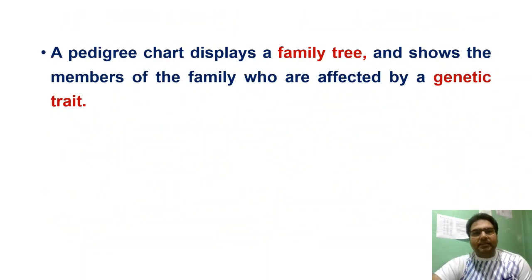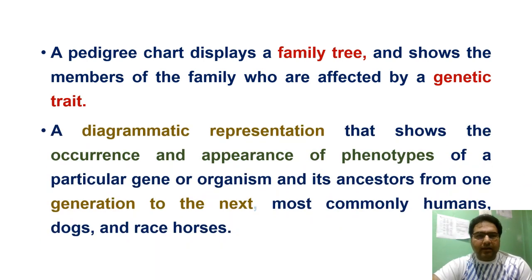Simply, a pedigree displays a family tree and shows the members of the family who are affected by a genetic trait. It is a diagrammatic representation that shows the occurrence and appearance of phenotypes of a particular gene or organism and its ancestors from one generation to the next, most commonly in human beings, dogs, and race horses. We call such a diagrammatic representation a pedigree chart.